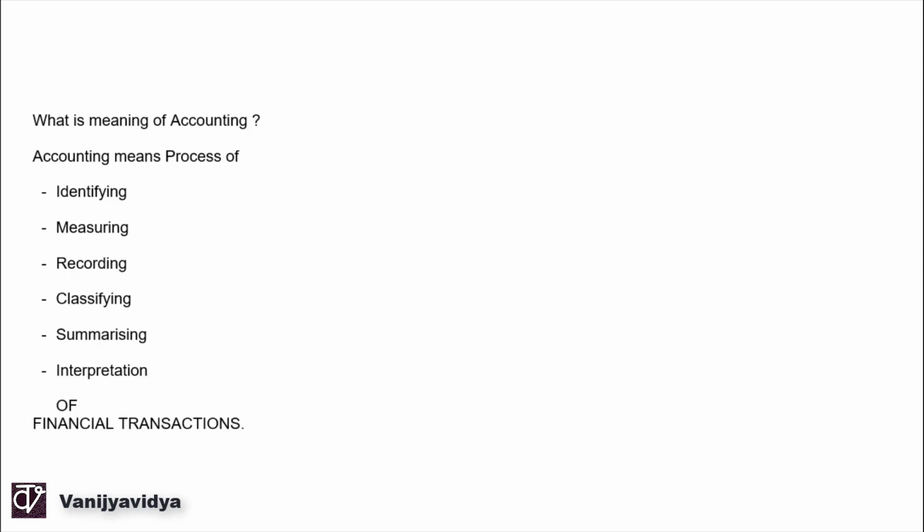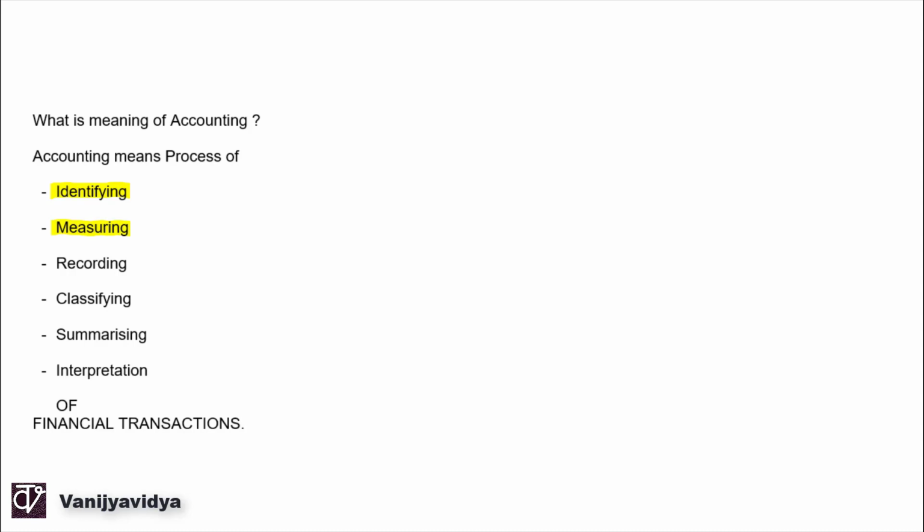Accounting, by definition, means a process of identifying, measuring, recording, classifying, summarizing, and interpretation of financial transactions. So now let's see this one by one. The first, identifying. Identifying means to determine whether a particular transaction is a financial transaction or not. Then measuring. Measuring means valuing that particular financial transaction in monetary terms.